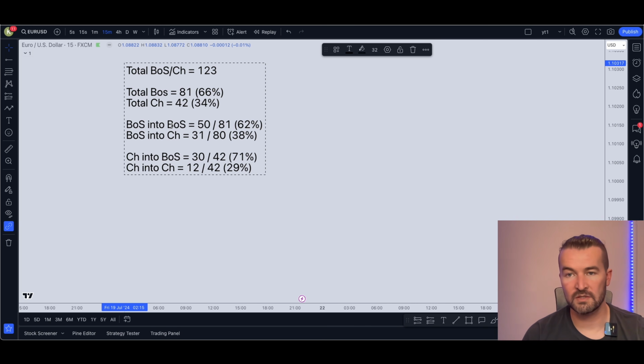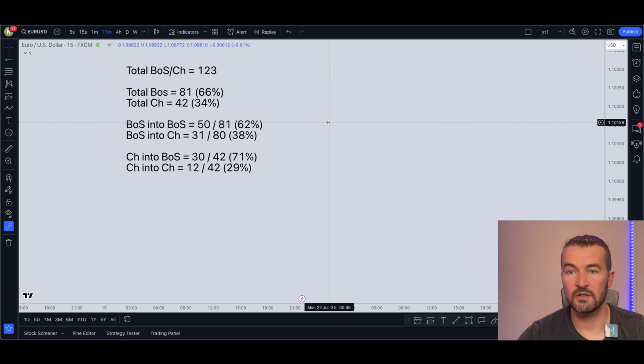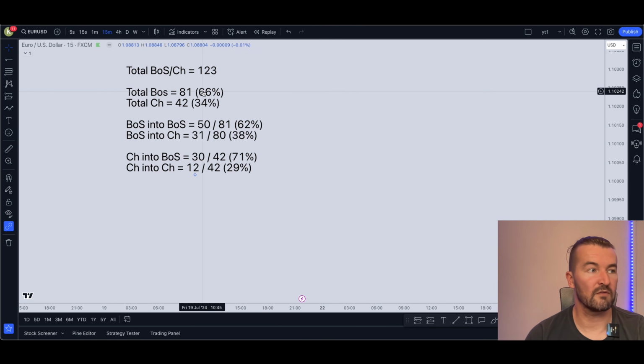Now BOS into BOS would occur 62% of the time, BOS into CHOCH would occur 38% of the time, CHOCH into BOS formed 71% of the time, CHOCH into CHOCH only 29% of the time. Nonetheless, these results are good because it's giving you a bias of 66%, which is exactly 2/3 of the trades. Even though it's only out of 123 in this format, a 2/3 chance of getting the direction correct is a very, very good statistic for trading.